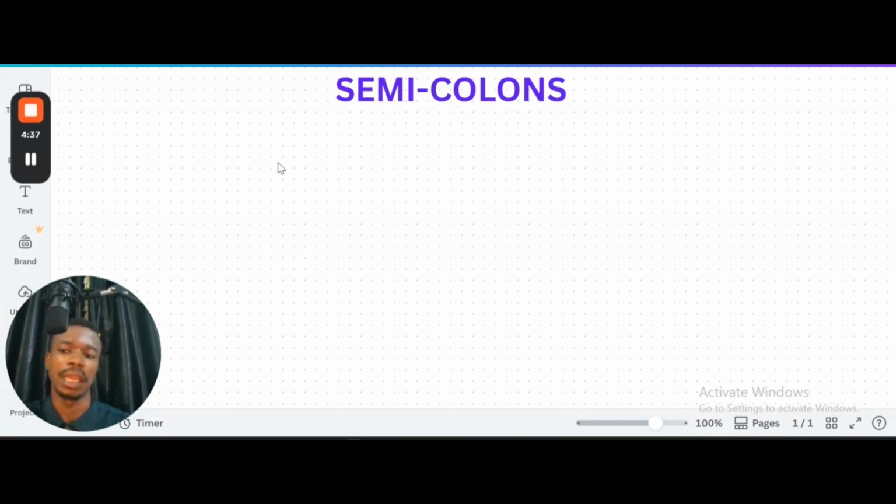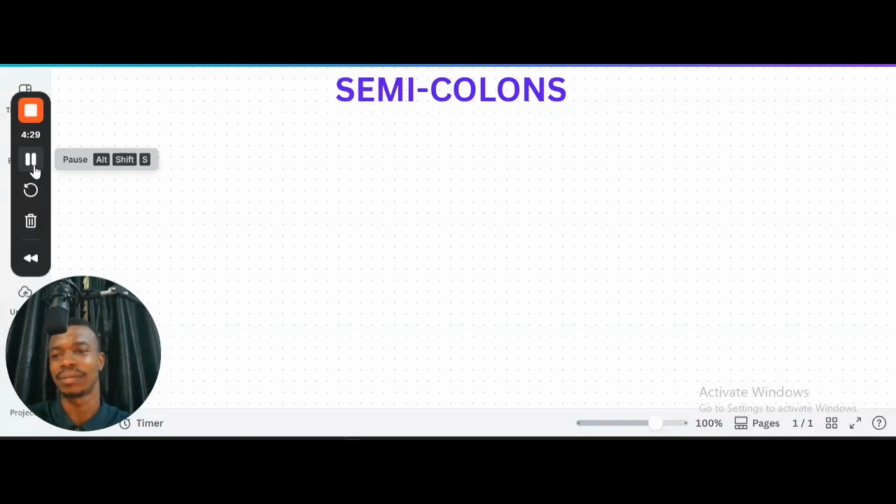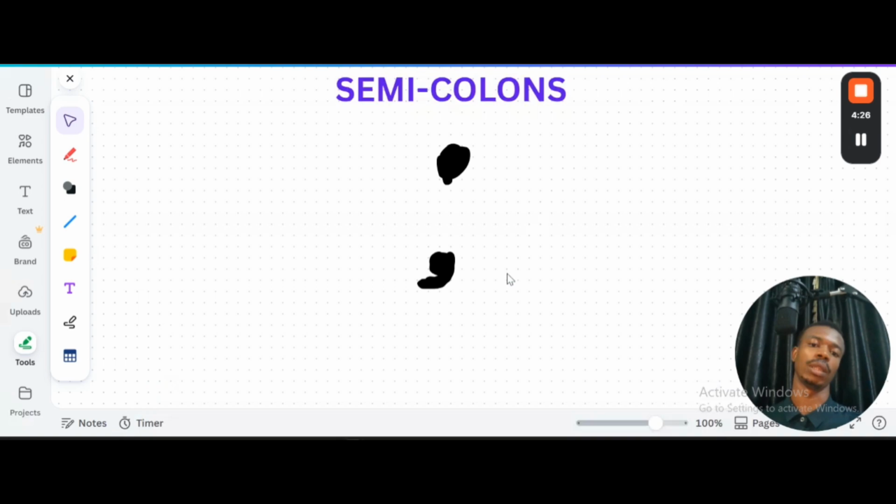Well, we can say a semicolon is a very powerful punctuation mark. This is what a semicolon looks like. It's between a full stop and a comma. A semicolon is stronger than a comma, but weaker than a period. A period is used to indicate the end of a sentence.